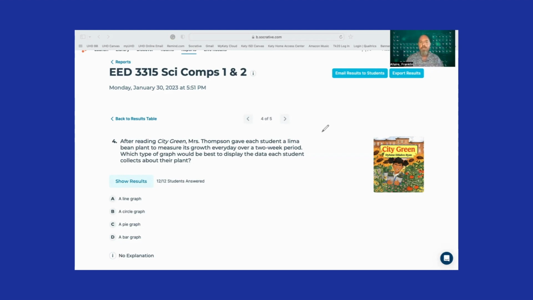And so this problem says, after reading City Green, Mrs. Thompson gave each student a lima bean plant to measure its growth every day over a 2-week period. Which type of graph would be best to display the data each student collects about their plant? And so the best answer here, folks, is going to be a line graph.